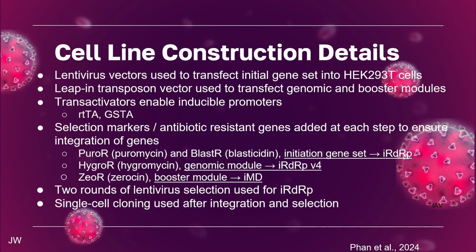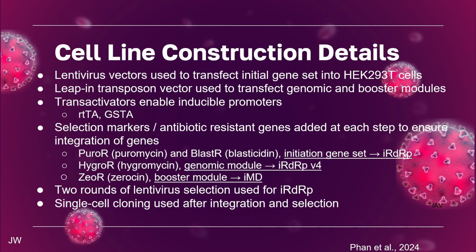My name is James Wynn, and I'm going to expand on materials and methods. This slide shows the stepwise construction of the inducible master donor, or IMD, cell line. They began by using lentiviral vectors to transfect the initial polymerase gene set, PB1, PB2, and PA, into HEK293T cells. These were placed under an inducible TET-on promoter so the polymerase complex could be activated only when needed.